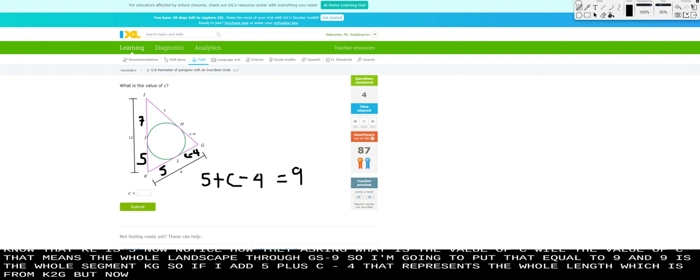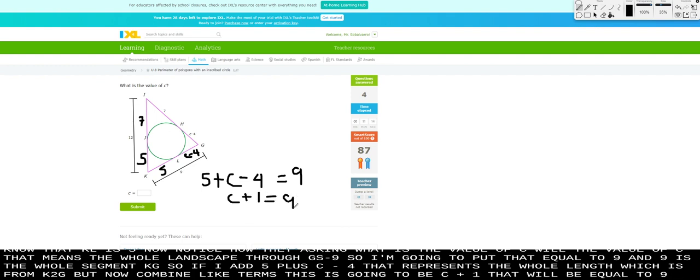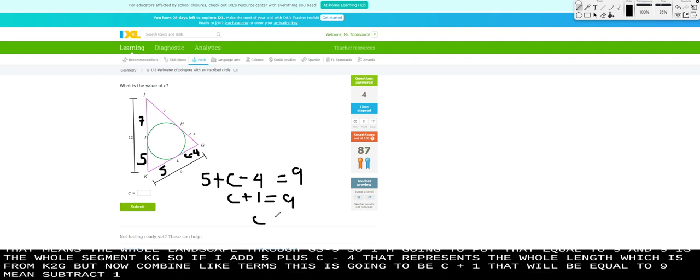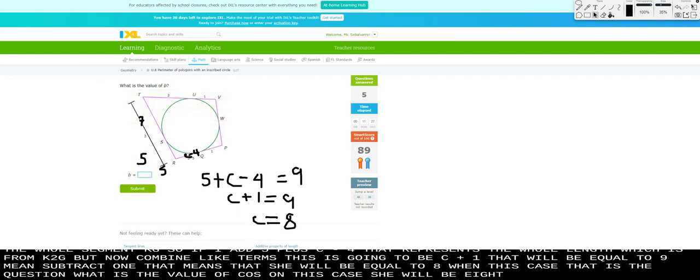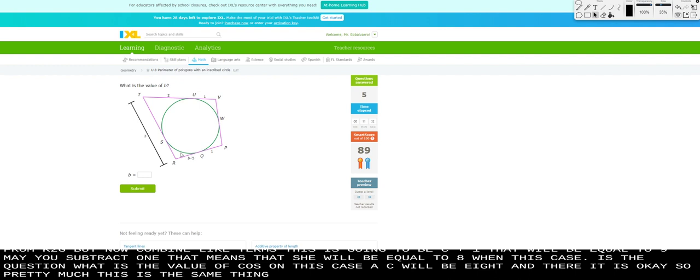So now you combine like terms. This is going to be C plus 1. That will be equal to 9. Then you subtract 1. That means that C will be equal to 8. So in this case, that is the question. What is the value of C? So in this case, C will be 8. And there it is. Okay, so pretty much this is the same thing for this problem.